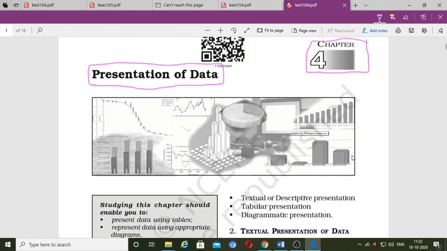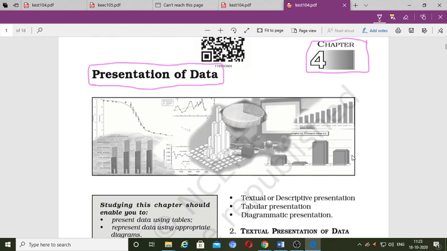So for that, we have seen how we can organize or classify the data in different ways. What was qualitative data and what was quantitative data. All these things you have seen and understood. Now, after equipping yourself with all the necessary things, we have reached a stage where we have to present the data.